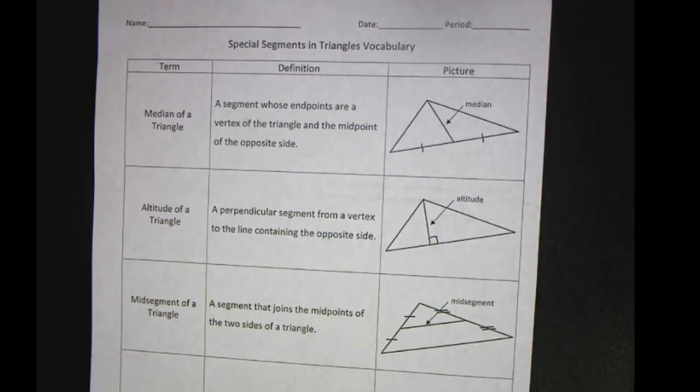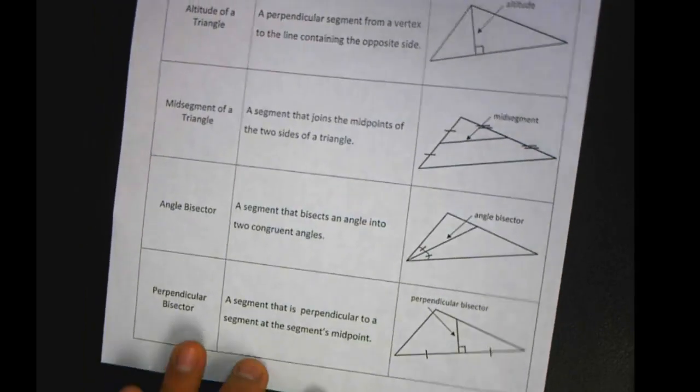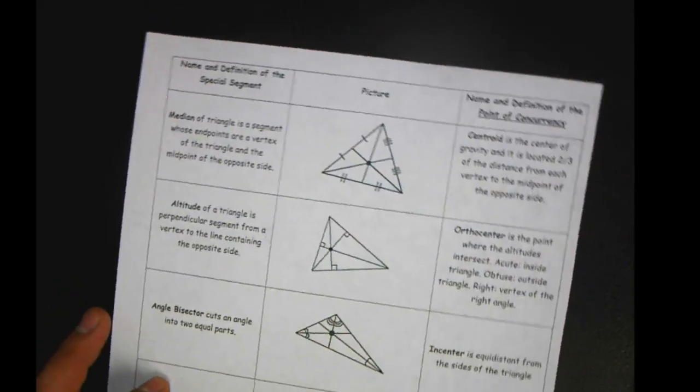So on this sheet, it tells you everything you need to know. I'm already giving you all the notes you need, kind of. It's got all the terms: median, altitude, mid-segment, angle bisector, perpendicular bisector, and a picture. And what do they mean? Flip it over. This side is what's super important.